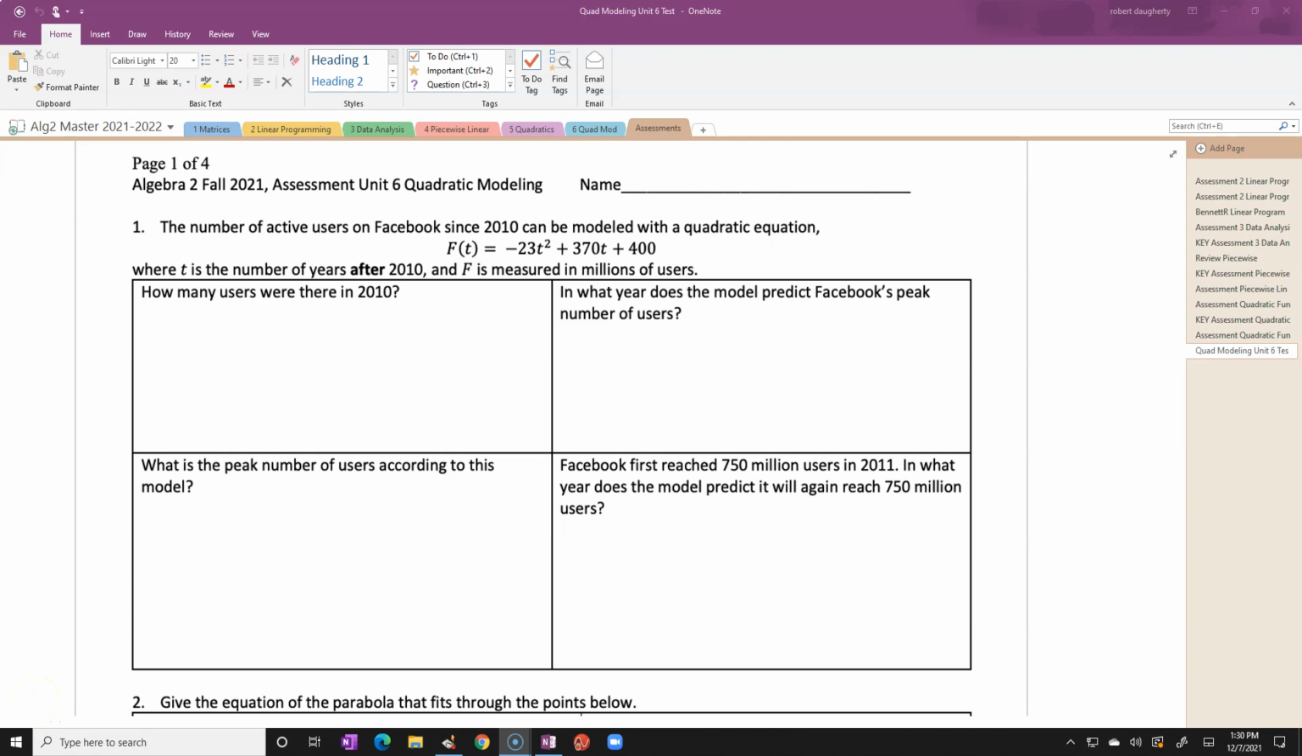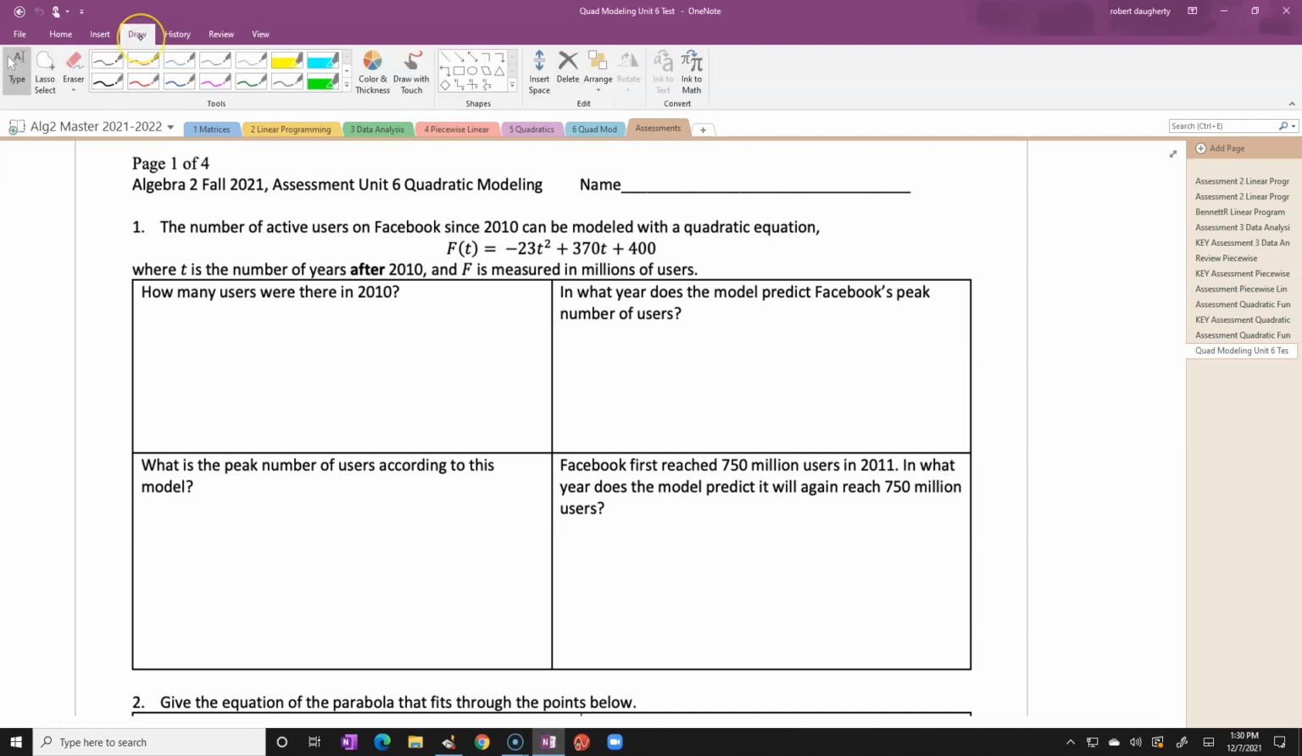Okay, guys, this is our test we just took on quadratic modeling. Some of you really need to go over and look at some of these problems again before they show up on a final exam. So here we have a quadratic model. This is a parabola for the number of users of Facebook. T is measured in the number of years after 2010. Okay, so in the year 2010, T is equal to 0.